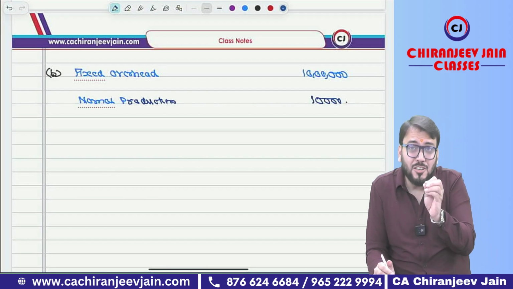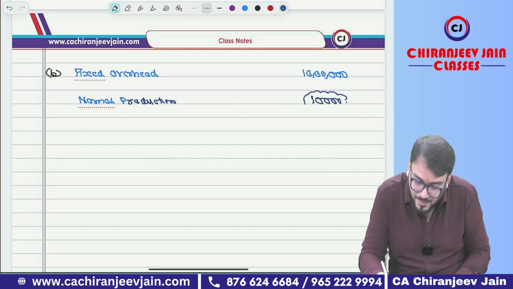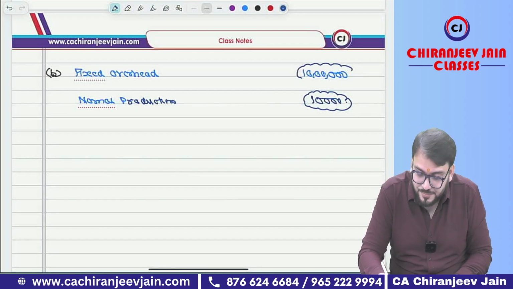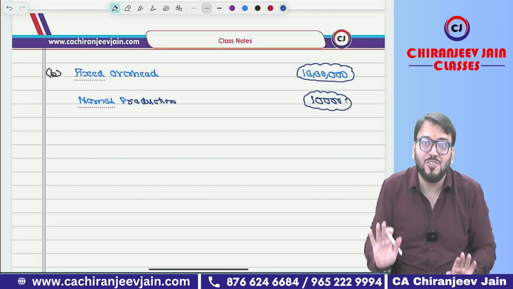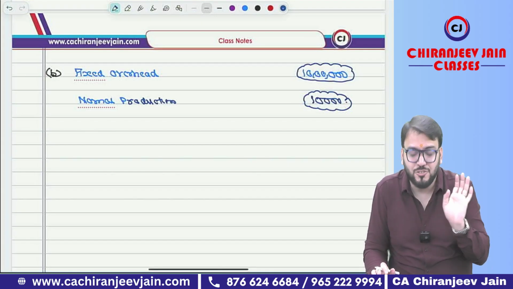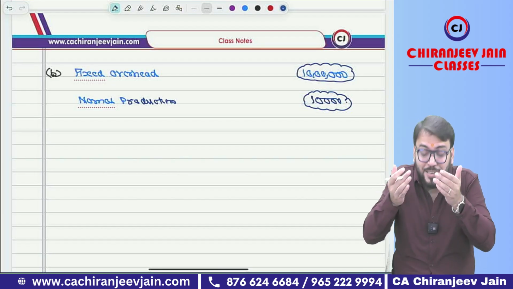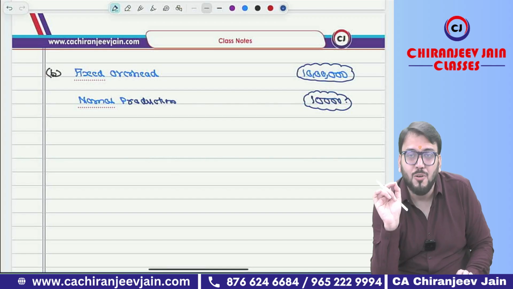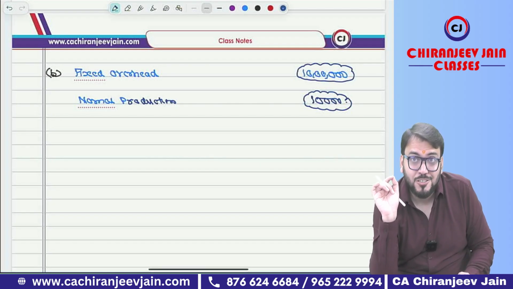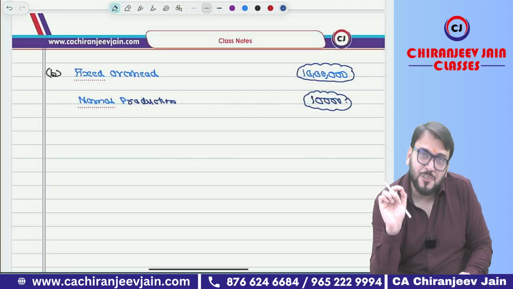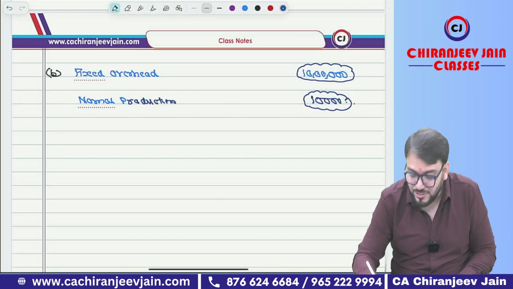Means if you can normally produce 10,000, and you want to recover the entire 10 lakh from your production, you should produce 10,000 units. Got this point? That is your normal capacity, your normal production which can be produced at a normal level of efficiency. If you are efficient in your production, you can produce 10,000.